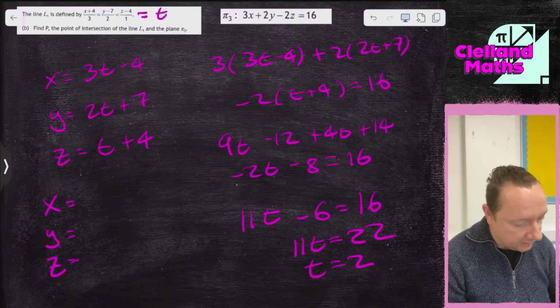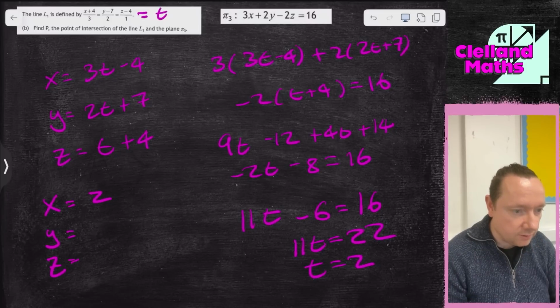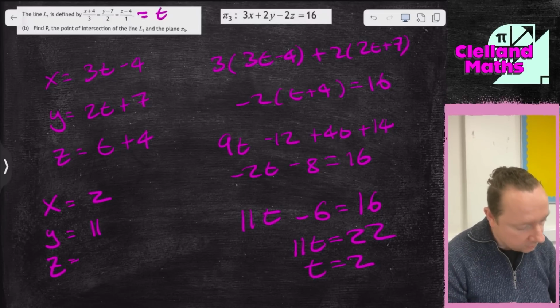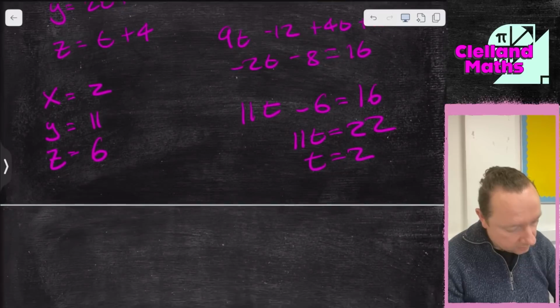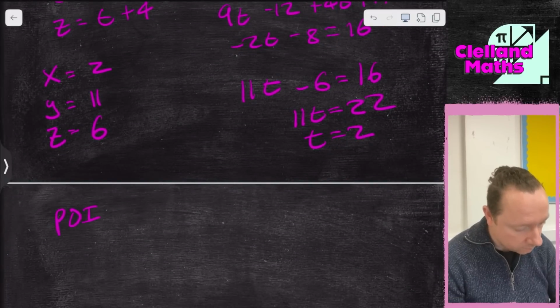So 3 2s is 6. 6 minus 4 is 2. 2 2s is 4 plus 7. 4 plus 7 is 11. And 2 plus 4 is 6. So our point of intersection is 2, 11, and 6.